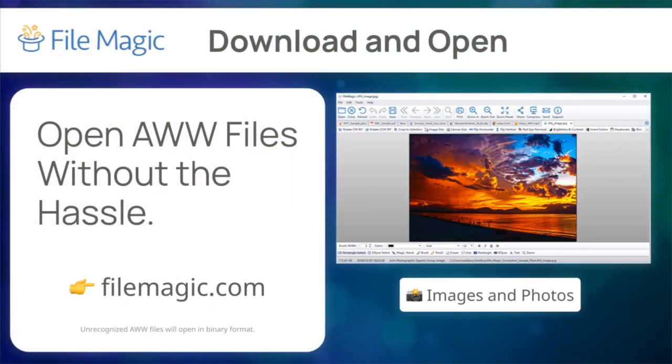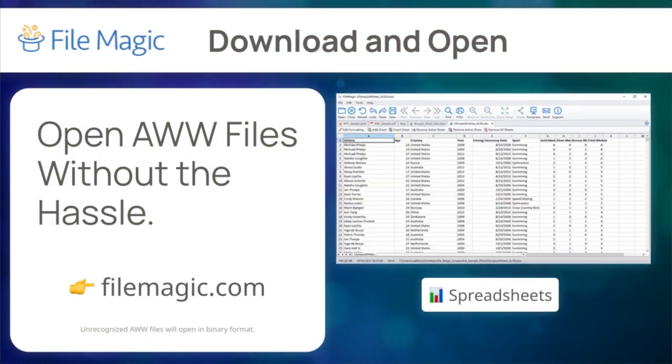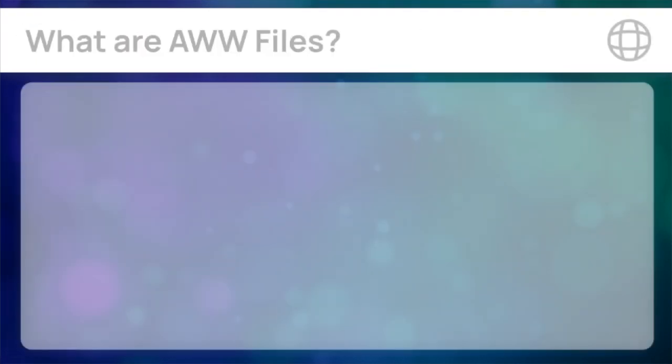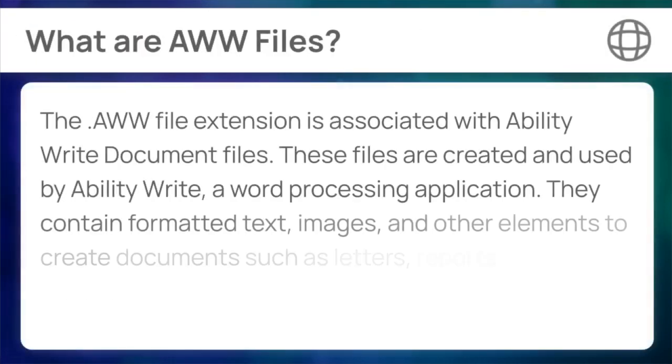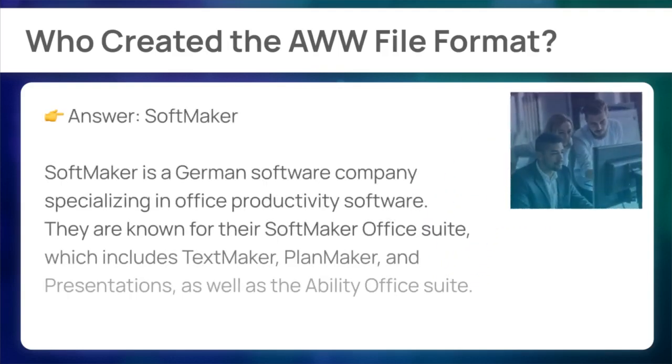This solution is entirely reliant on one powerful AWW file inspection tool that you can use for hundreds of other file issues and formats. The AWW file extension is associated with Ability Write document files. These files are created and used by Ability Write, a word processing application. They contain formatted text, images, and other elements to create documents such as letters, reports, and articles.